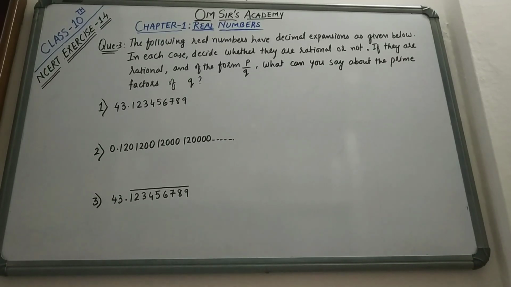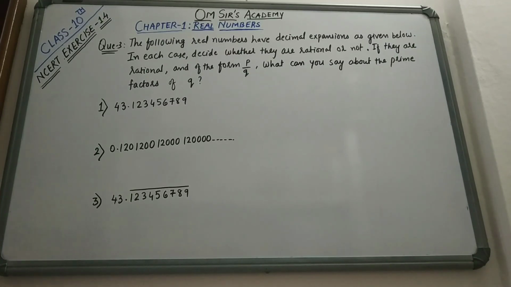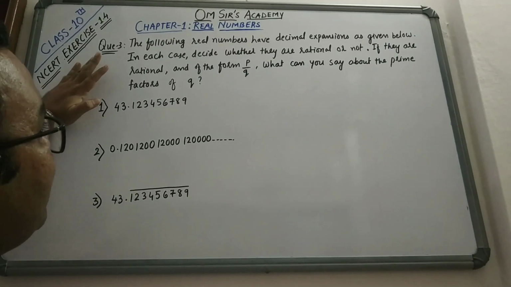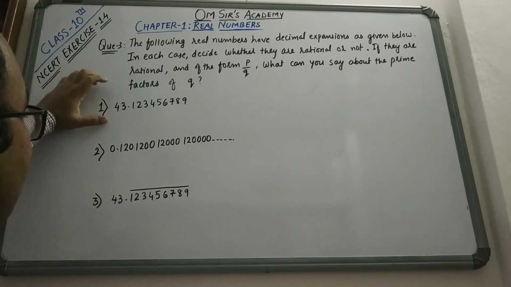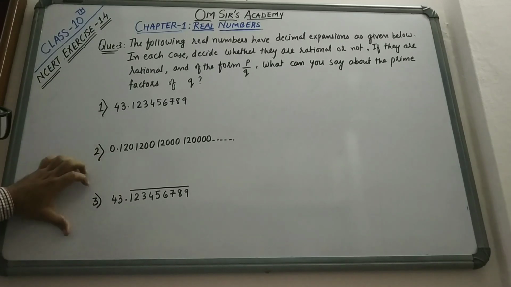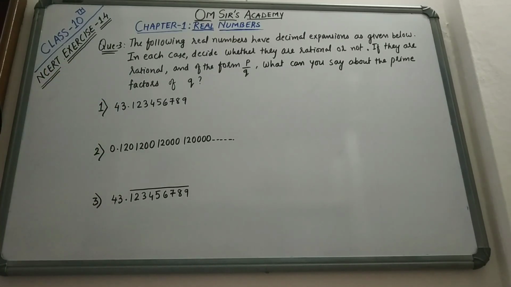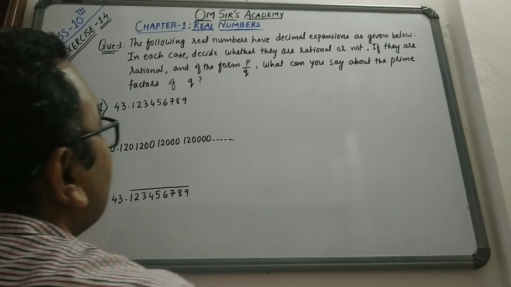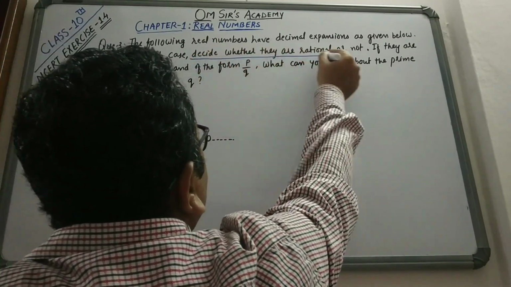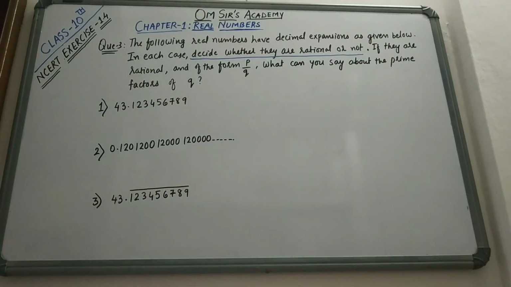So friends, now let us start the last question of this exercise. It says that the following real numbers have decimal expansions as given below. So you are given the decimal expansions of real numbers. There are 3 decimal expansions given. In each case, decide whether they are rational or not. So first we have to decide whether they are rational or not. And if they are rational and of the form p by q, then what can you say about the prime factors of q?